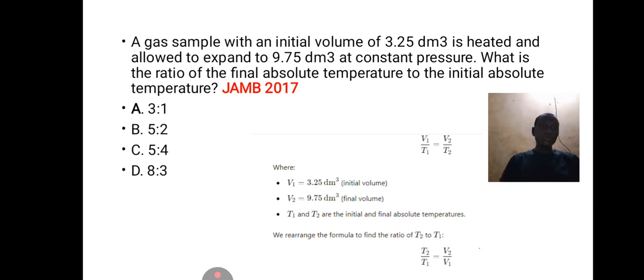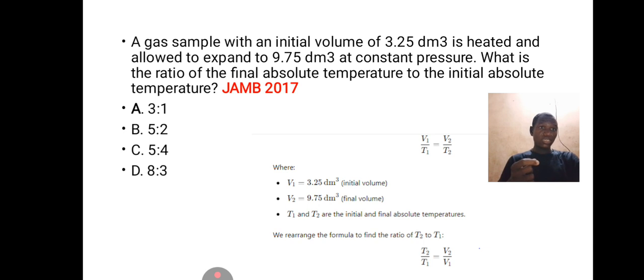So we have another JAMB question from 2017 here that says a gas sample with an initial volume, okay, volume was given, expanded to this. So V1 and V2 are given at constant pressure. Now listen, pressure is constant, so you should already know the kind of formula we are to use. So now we are asked, what is the ratio of the final absolute temperature?